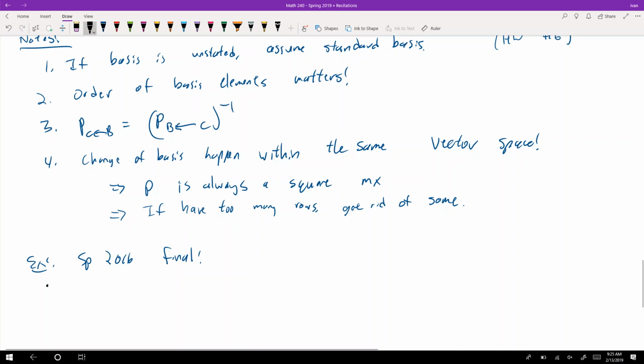Fun fact, I took this final. So, I'm pretty sure I got this problem wrong too, and now I'm teaching it. So you're given bases for 2 by 2 matrices where A21 is equal to 2 times A12.